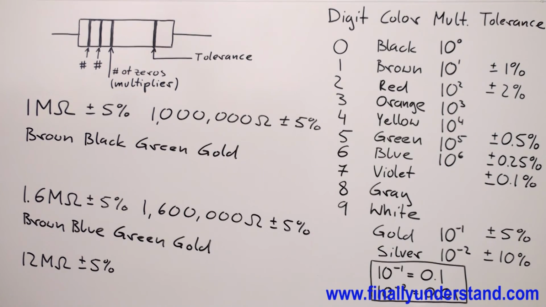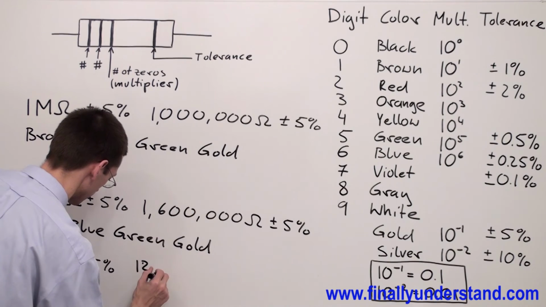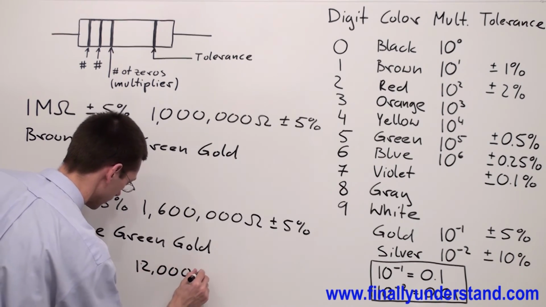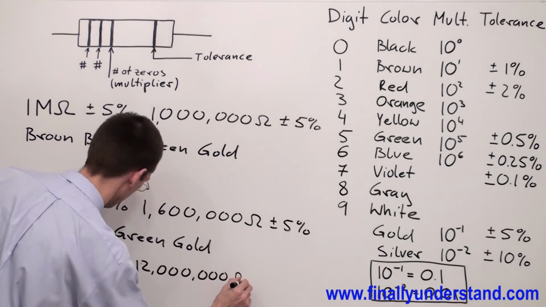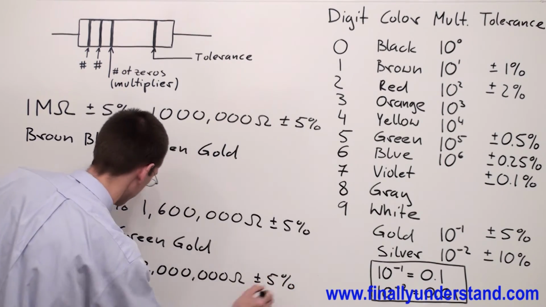Let's take a look at the third one. I have 12 mega ohms. This is 12 millions ohms plus minus 5%.